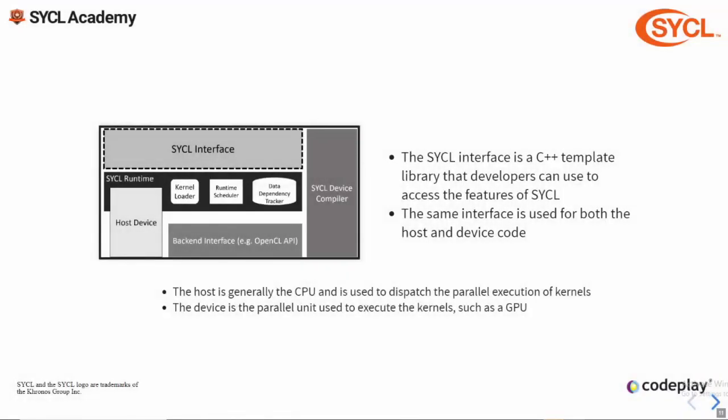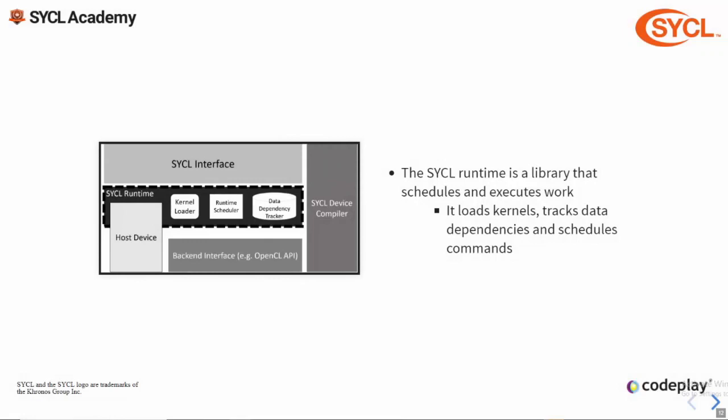First, every SYCL implementation must provide the standard SYCL API. This is a standard C++ template library that provides the features developers need to write SYCL applications. This same API is used for both host application code and device code. Next up is the SYCL runtime. This sits below the SYCL API and performs a number of functions. It loads and compiles kernels, it performs data dependency analysis, and it schedules all operations required to manage data and enqueue kernels to the backend.